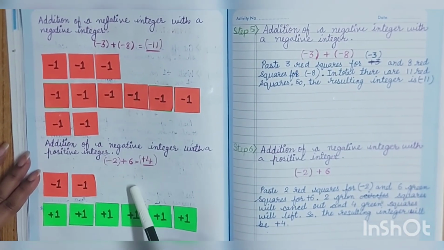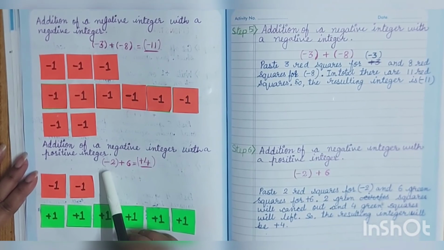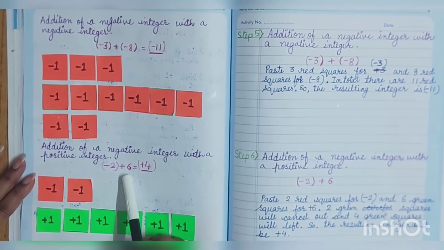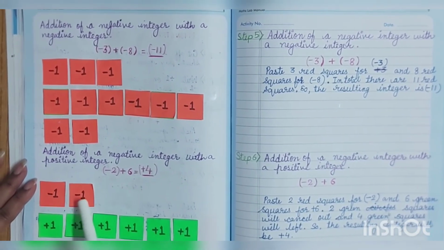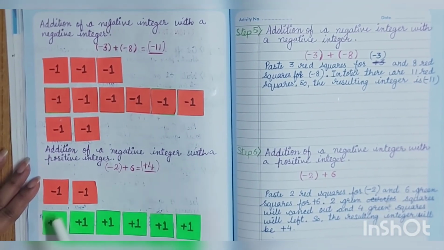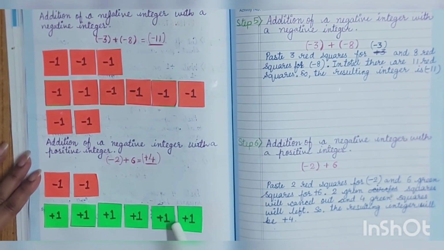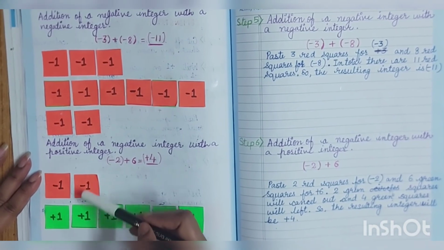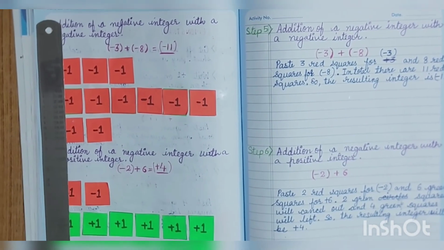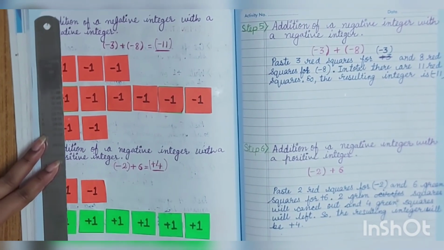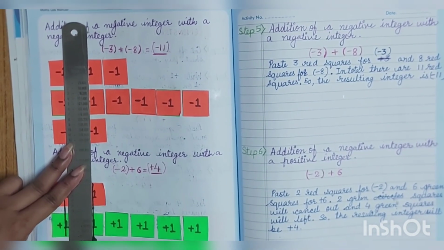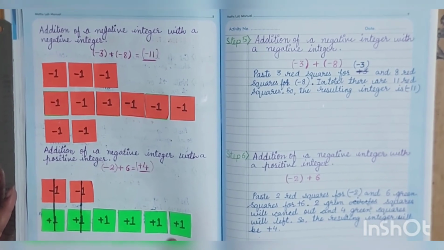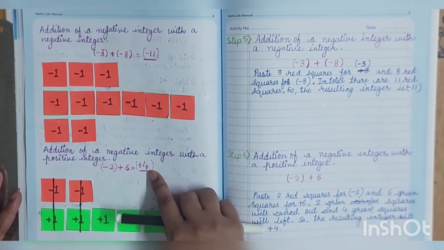Similarly, you can see in the fourth statement, I have written a statement minus 2 plus 6. Minus 2 is a negative integer and plus 6 is a positive integer. For minus 2, I have pasted 2 red squares, and for plus 6, I have pasted 6 green squares. Now, you can see that we have a set of a positive and a negative 1. So, we will cancel it. Now, we are left with 4 green squares. It means our answer is plus 4.